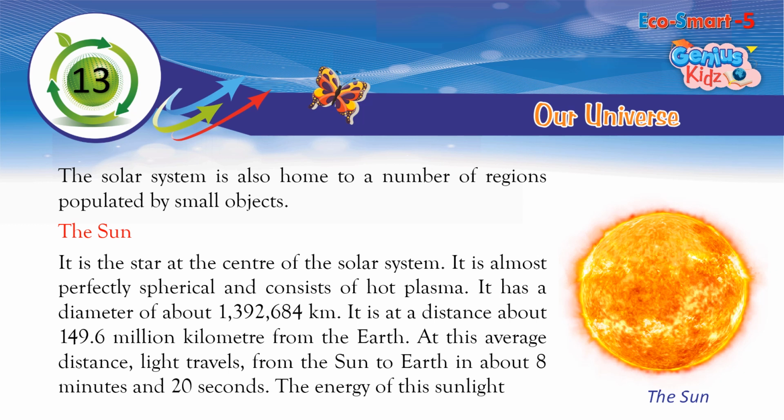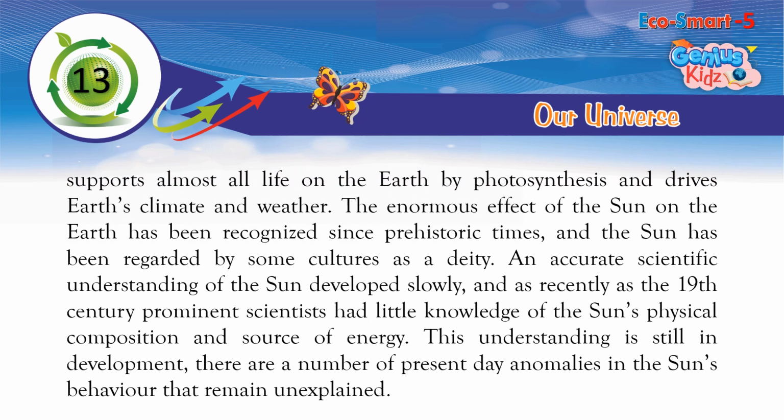The Sun. It is the star at the center of the solar system. It is almost perfectly spherical and consists of hot plasma. It has a diameter of about 1,392,684 kilometers. It is at a distance of about 149.6 million kilometers from the Earth. At this average distance, light travels from the Sun to Earth in about 8 minutes and 20 seconds. The energy of this sunlight supports almost all life on the Earth by photosynthesis and drives Earth's climate and weather.